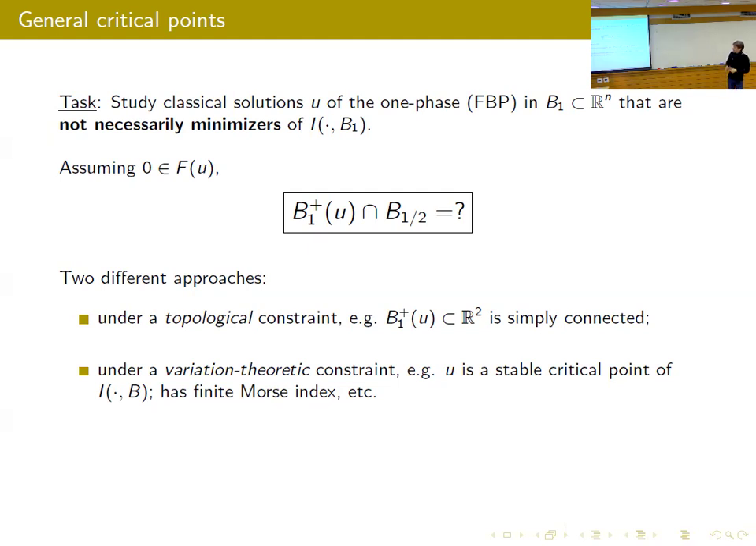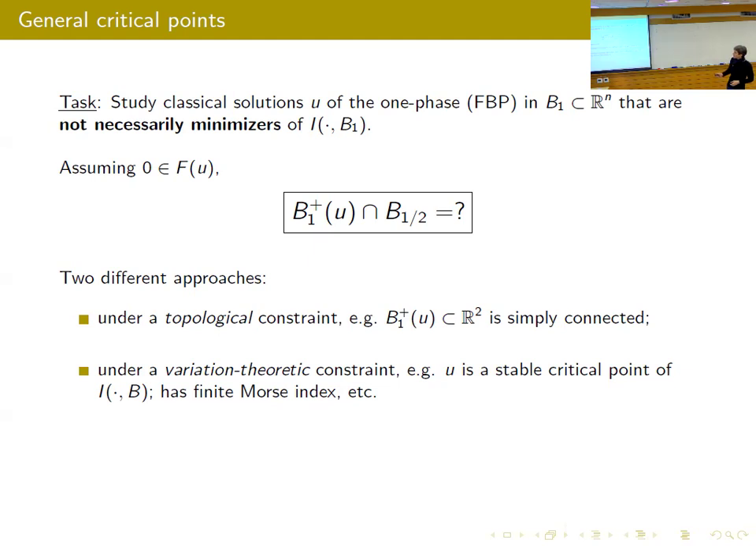Another approach is, okay, I'm not going to look at pure minimizers of the energy, but I do want to limit the degree of their instability. Say I want to study stable critical points of the energy, or I want to study just finite Morse index critical points of the energy. So does this constraint impose a certain rigidity on the free boundary itself?